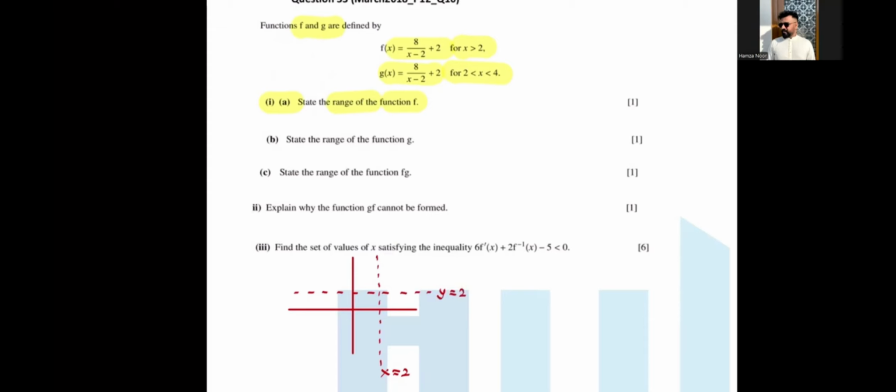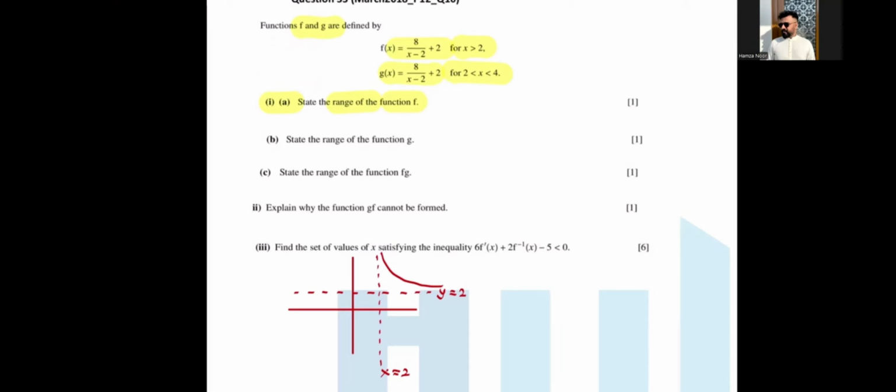As you can see in the function f(x), the constant above x minus 2 is a positive constant, so the shape of the graph would look something like this. If there was no restriction on the domain and I want to sketch the graph of f(x), keeping x equal to 0 gives 8 divided by minus 2 plus 2, which means minus 4 plus 2, which is minus 2. So this minus 2 is the y-intercept.